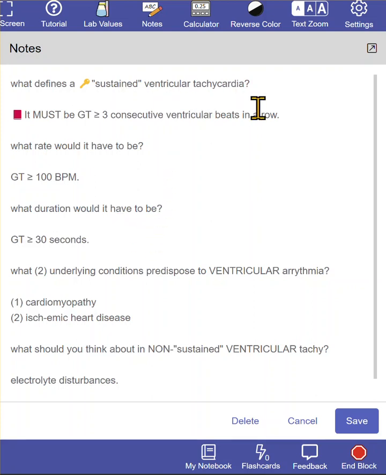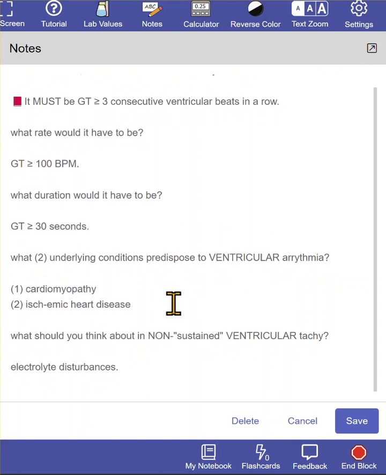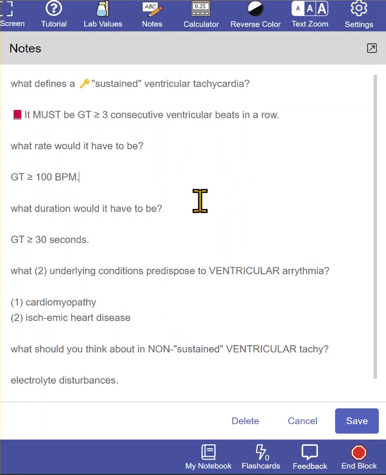So sustained ventricular tachycardia is important because if it's not sustained, then you should think about electrolyte disturbances. But if it is sustained, you might think about other causes. So it actually gives you a clue as to what the cause is to know that it's not greater than 3 consecutive ventricular beats in a row, or it's lower than 100 beats per minute, or if it's less than 30 seconds long. If it has any of those characteristics where it just insufficiently meets those criteria, then you might say that it's non-sustained ventricular tachycardia.